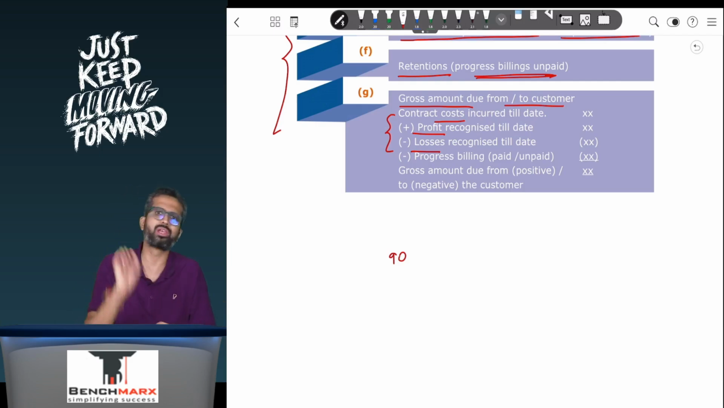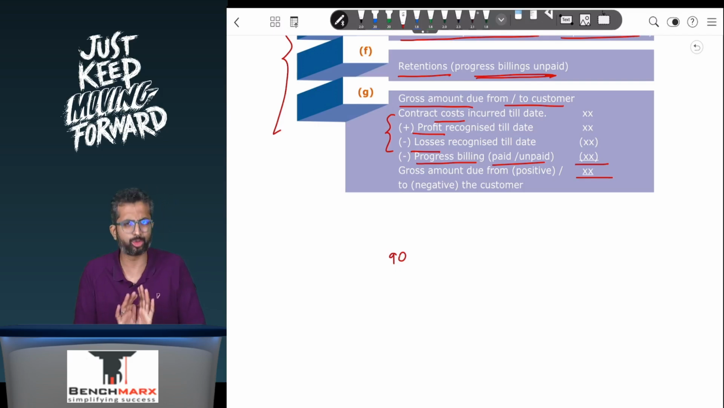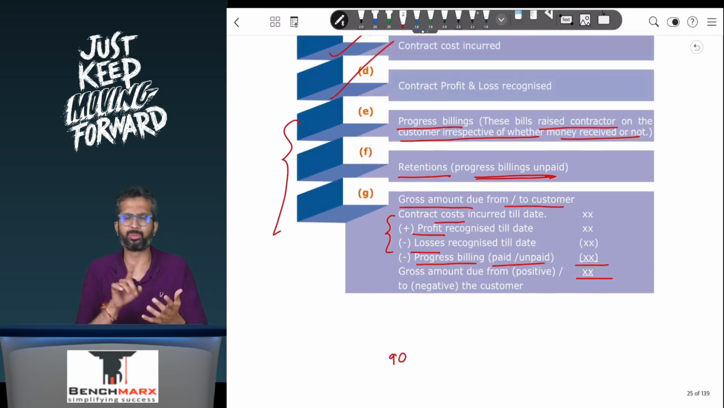Beyond that loss, you can recover money from the customer. Minus the progress billings, which have been paid or unpaid, will give you the gross amount due to or from the customer. There is only one sum, I think, of an earlier attempt where this calculation is done. If you are comfortable with this, great. Otherwise, just remember these 2-3 things: progress billings, retentions, as well as gross amount due to or from the customer.